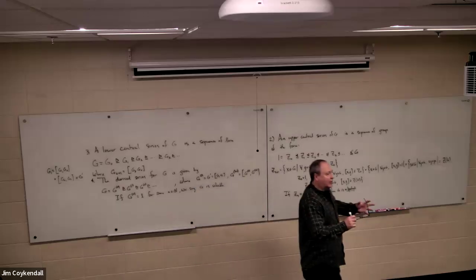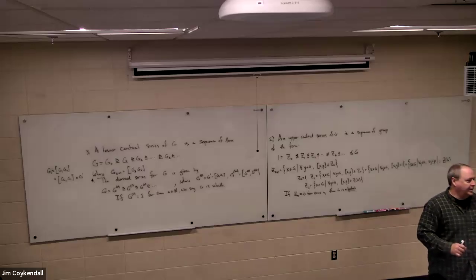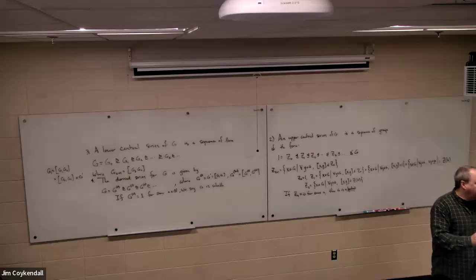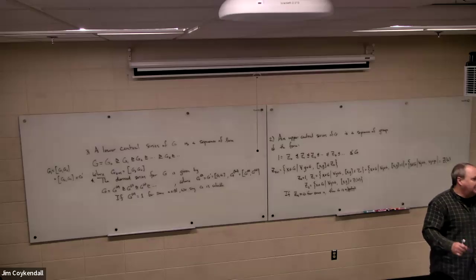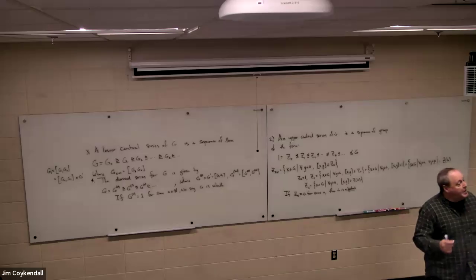Okay, so now you've got a smaller group, G1, the commutator subgroup. Now take its commutator subgroup. There's G2, right? Now you've got a possibly smaller group. Now take its commutator subgroup. Now you got G3. Keep doing this. If you eventually get down to the identity, it's solvable. Okay. But you might not.